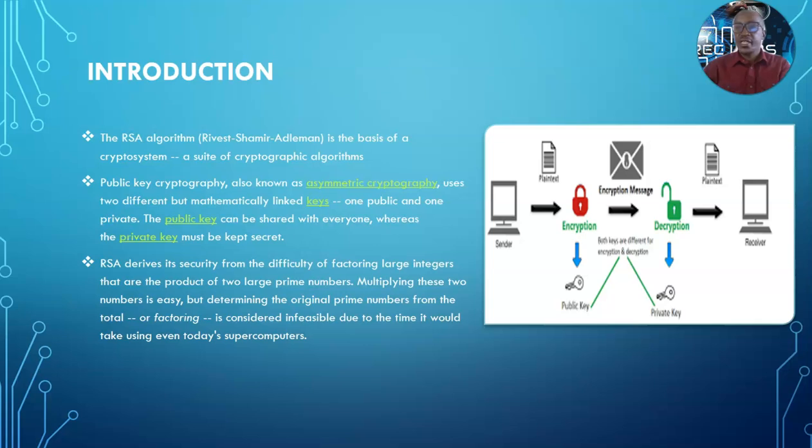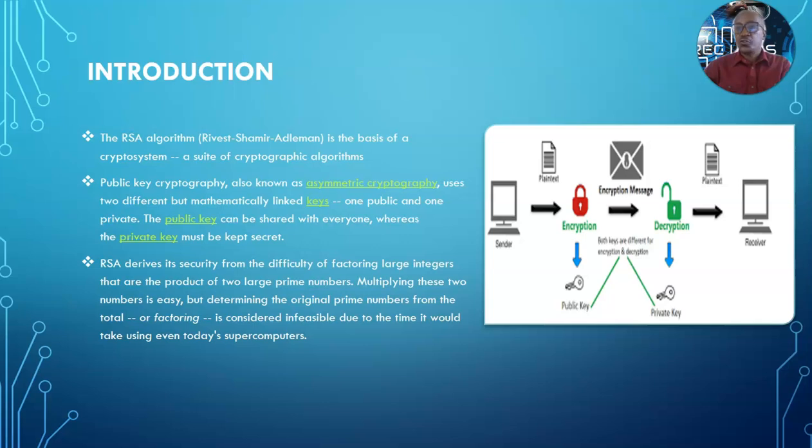The two keys are the public key that is shared with everyone, whereas we have another key that is referred to as a private key. That key is only used by the receiver of the information to decrypt the message or to sign the message that they are sending, whereas the public key is used to encrypt the message and also to verify the signature. So the RSA algorithm derives its security from the difficulty of factoring large integers.